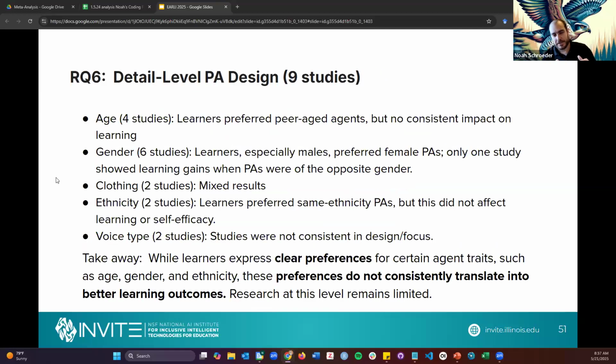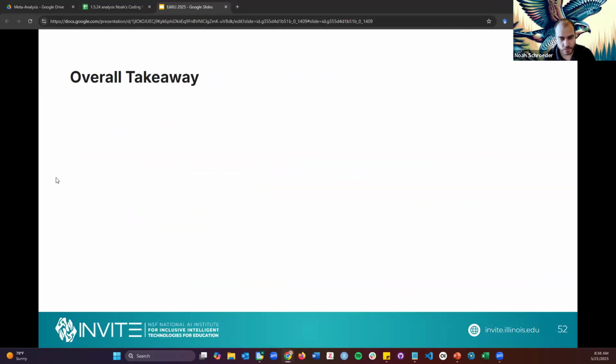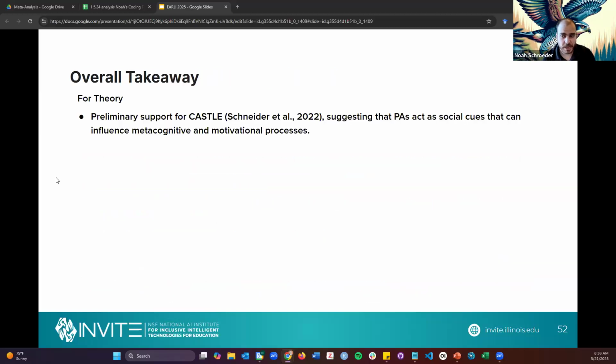So finally, at the detail level, looking at those really specific details like age, gender, clothing, ethnicity, voice type, etc. Again, we saw that learners had really clear preferences, but it generally did not translate into better learning outcomes. So the overall takeaway message here for theory, again, is that we see some preliminary support for aspects of CASTLE because PAs are clearly acting as social cues and they're clearly influencing some of these other processes.